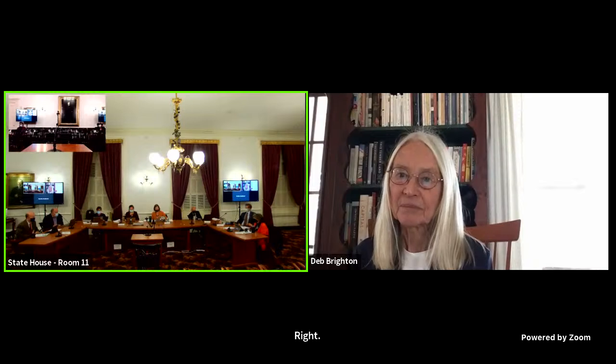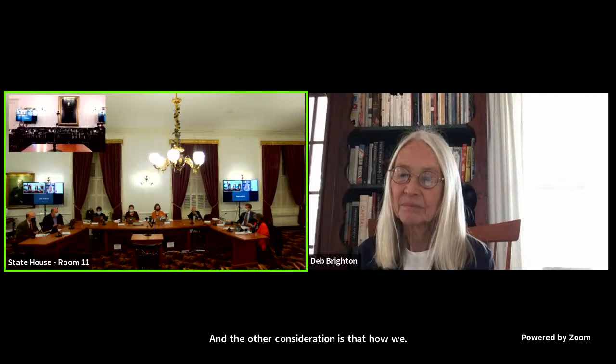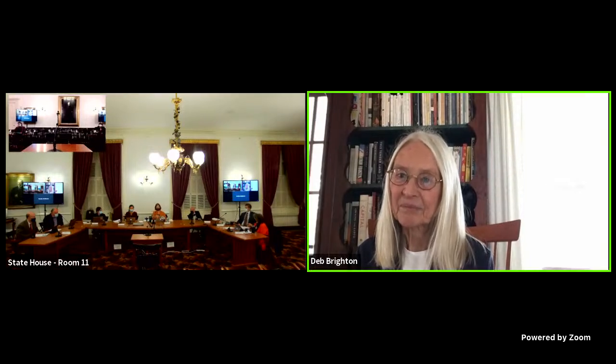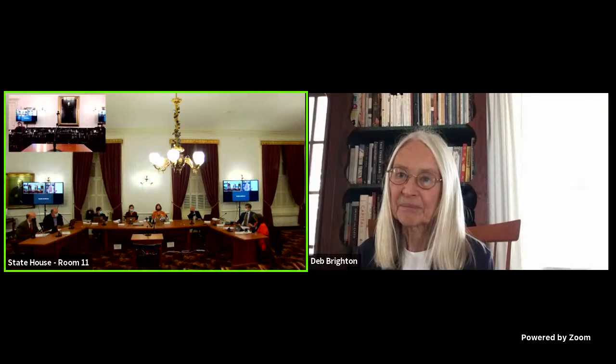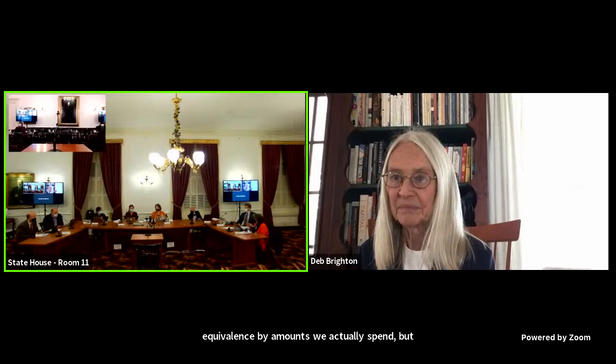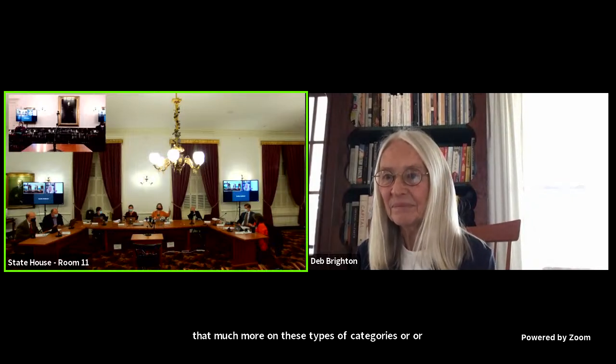And the other consideration is how we might want to or not want to change those proportions and those amounts based on how much is, quote unquote, the right amount to spend. This is how much we actually spend, and we're figuring out the cost equivalents by amounts we actually spend, but they're not necessarily the right amounts, quote unquote. Is it really that much? Should we really be spending that much more on these types of categories or not? Should it be more or should it be less?